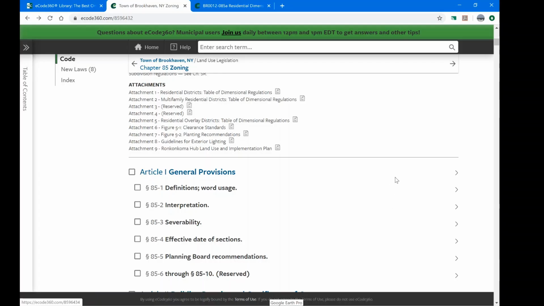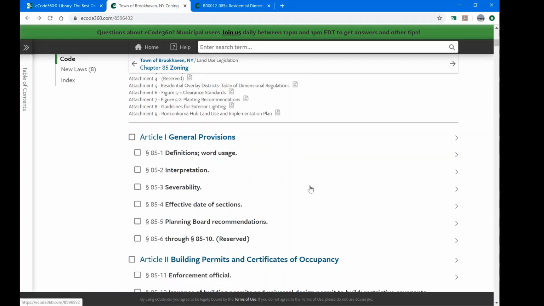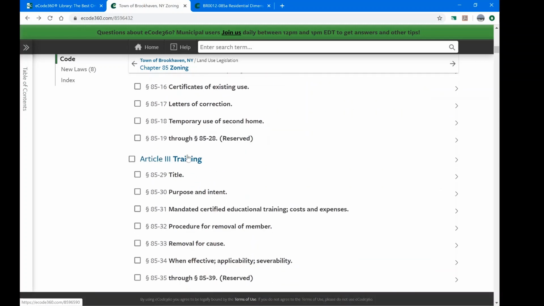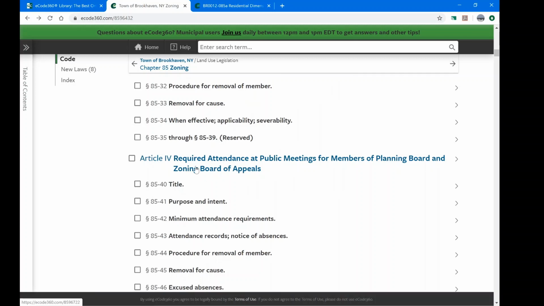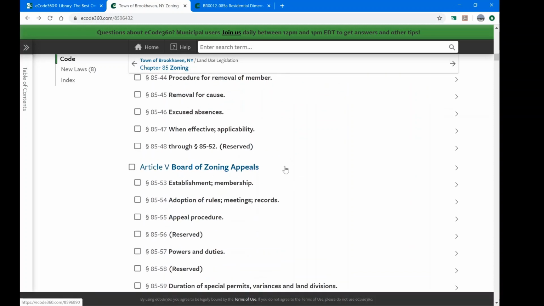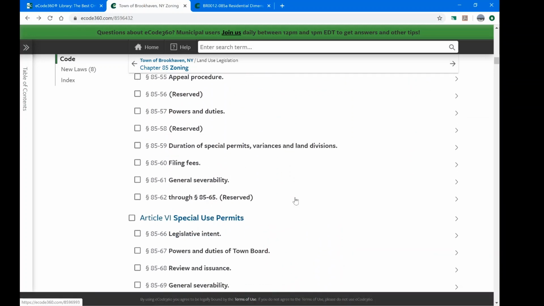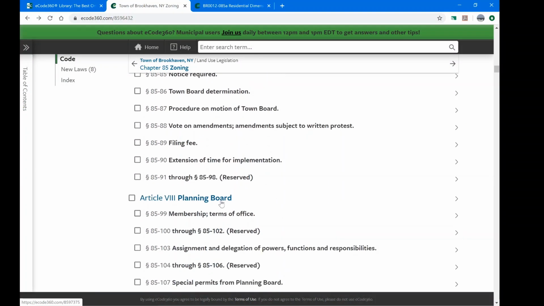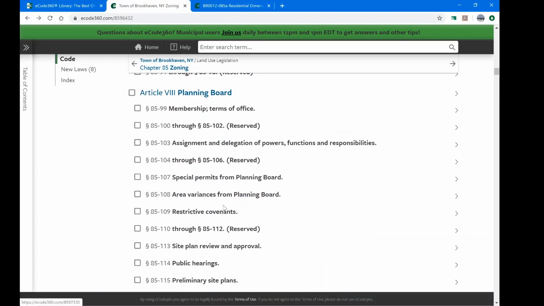The first 10 articles within the town of Brookhaven's code are general requirements. It has your general provisions, which include word definitions, building permits and COs and how those are taken care of, training of all the officials, required attendance at meetings for planning board and Board of Zoning Appeals members, who's on the Board of Zoning Appeals, special use permits and how they're dealt with, town board amendments, who's on the planning board and how they deal with everything.